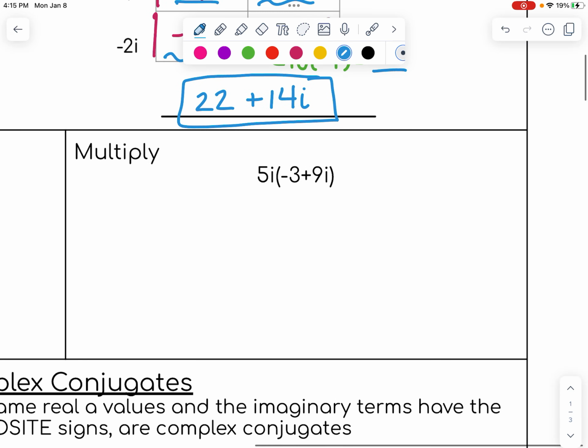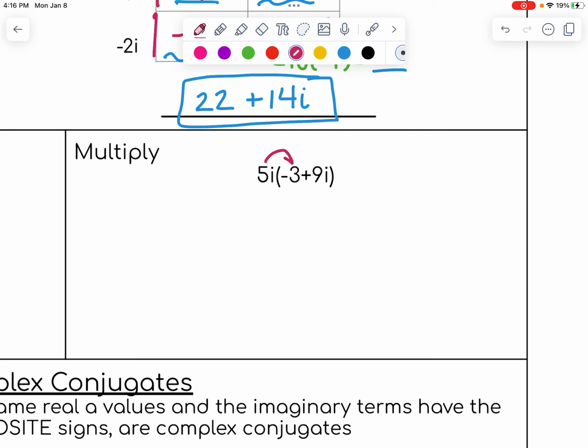All right, we have one more example. In this one, notice that there is not a complex number times a complex number, but this time it's a pure imaginary number times a complex number. So we have just 5i times negative 3 plus 9i. So in this case, it would be helpful to use the distribution method.